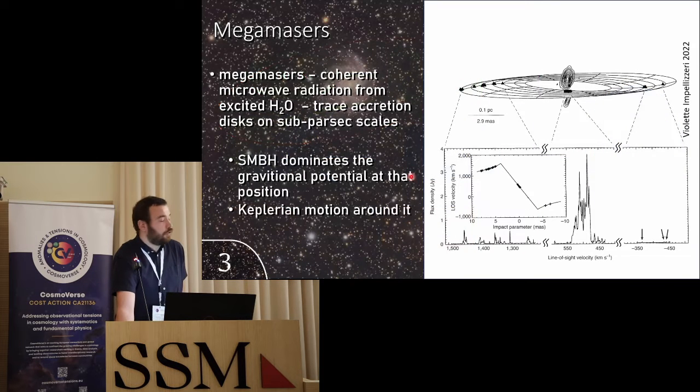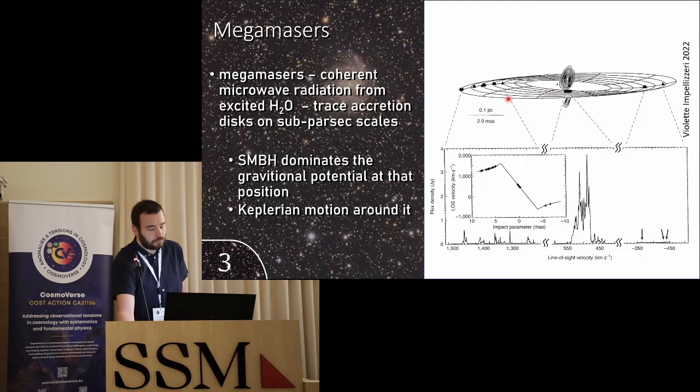So to start with, I would like to start with masers. Megamasers are essentially coherent microwave radiation sources that come from excited water in the accretion disk of active galactic nuclei, AGN. And these are very nice because they trace the accretion disks on subparsec scales.